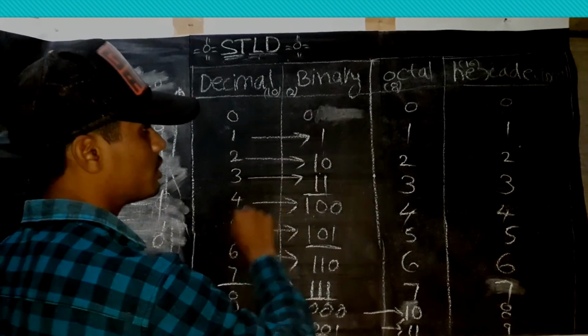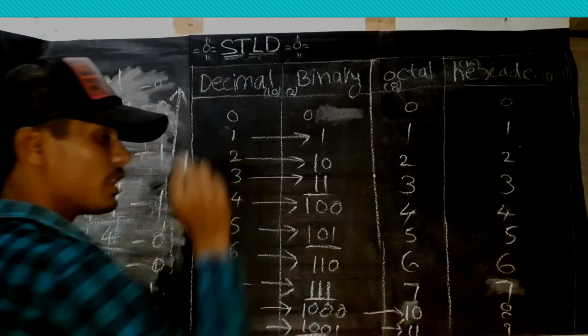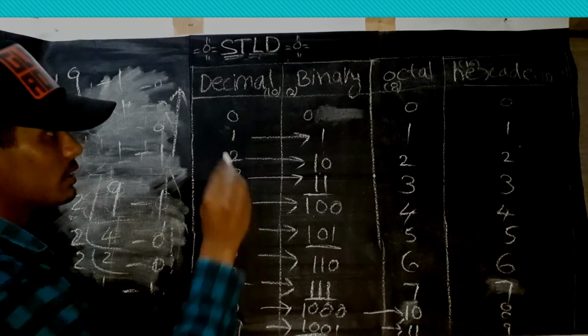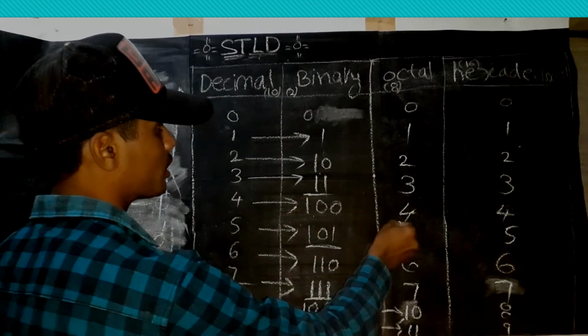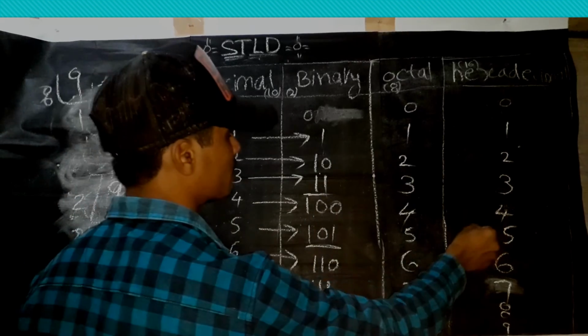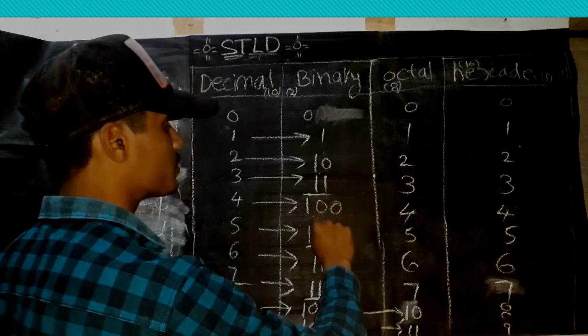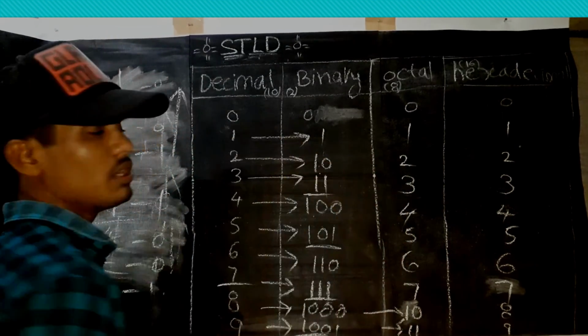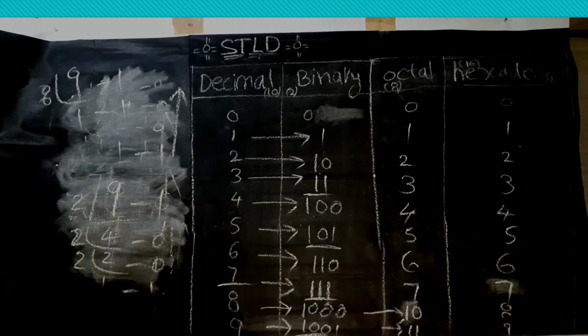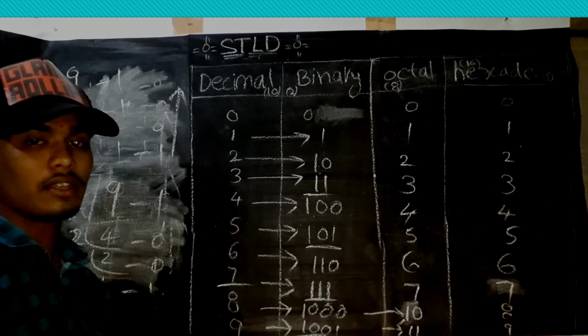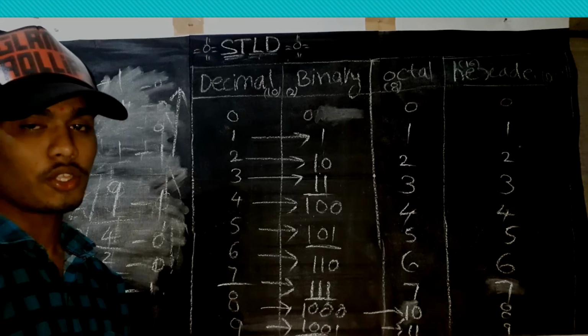Here there is also decimal to hexadecimal and hexadecimal to decimal conversion. Similarly, there are binary to octal, binary to hexadecimal, hexadecimal to binary, and octal to binary conversions. These are some of the conversions. These topics I will discuss further. Thank you very much.